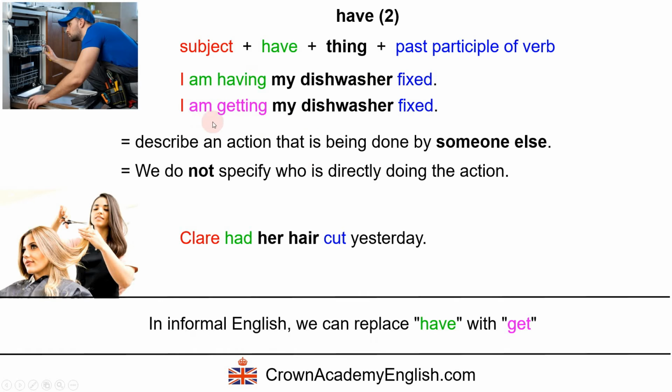Example, we can say, I am getting my dishwasher fixed. And the meaning is exactly the same, but this is more informal. Claire got her hair cut yesterday. Got is the past simple form of get. Okay?